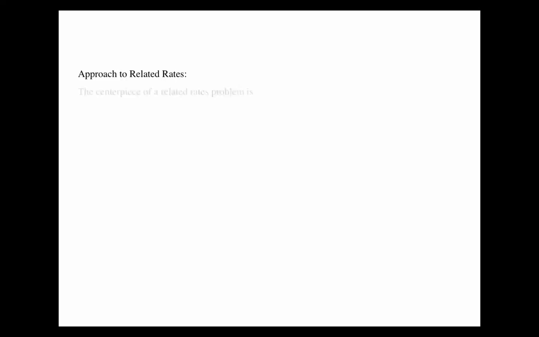So what's our approach? What's the centerpiece? Okay, that was not a cue to start talking. Yes, those were the easier ones, so we've got to do some harder ones. So the centerpiece of related rates. What is our centerpiece equation, if it's a related rates problem? An equation that relates rates, right?